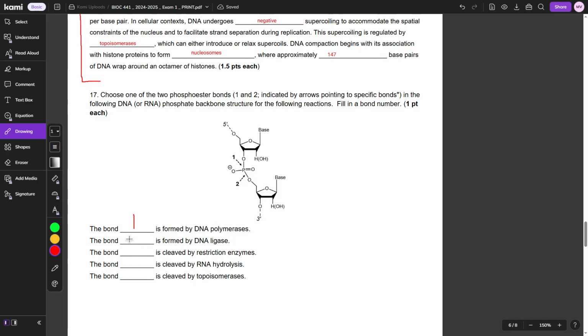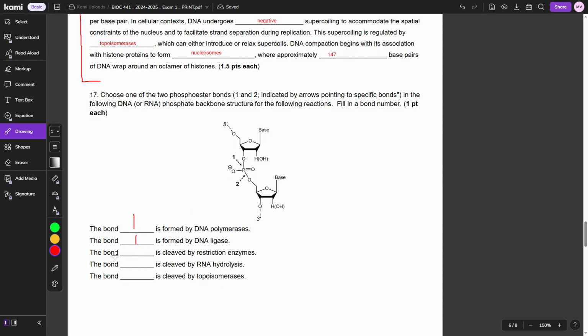For the second one, the bond blank is formed by DNA ligase. So DNA ligase is also going to be bond 1. Remember, what you're doing is you're taking the 3' OH of one of the DNA and attaching it to the 5' phosphate of another base. It's going to be bond 1 again.